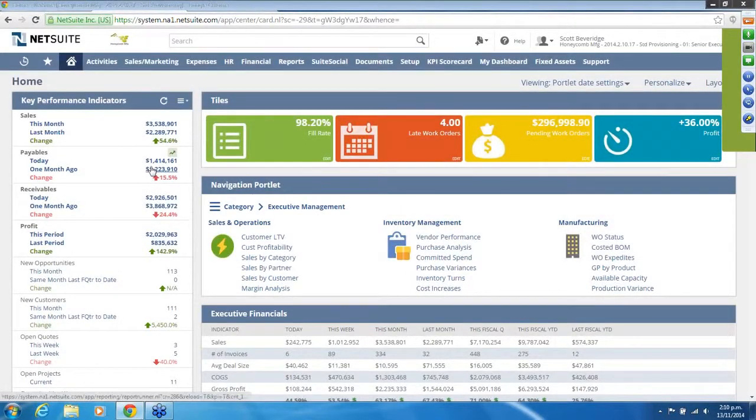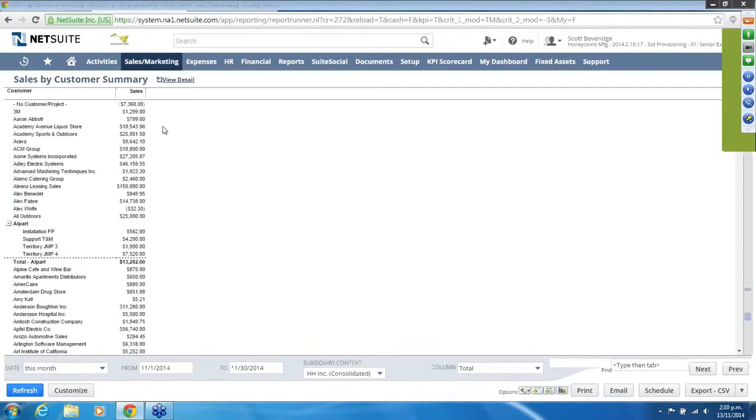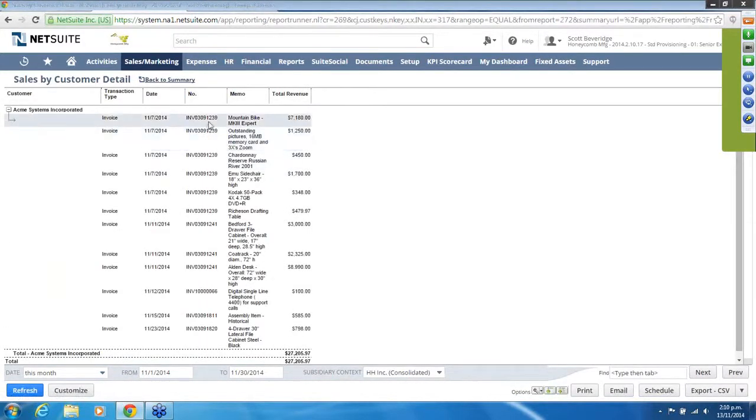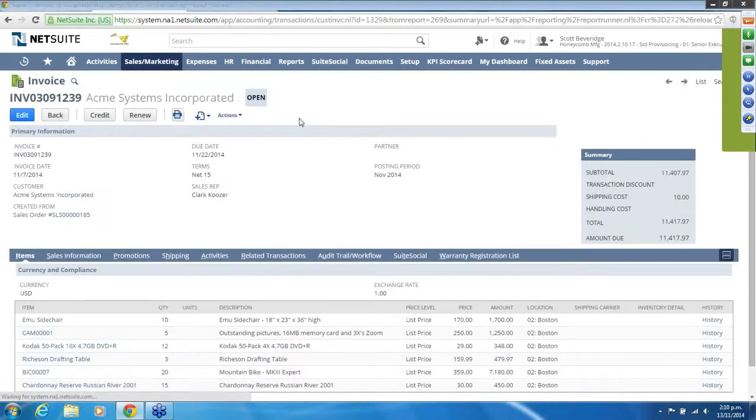If I want to investigate further pieces of information here, if I look at sales for this month, I can click on the amount and I can start to drill down and investigate trends. So I can see, well, who am I selling to this month? If I want, I can drill further and say, well, okay, what exactly have I sold to this particular customer this month, and the dates of the invoices, etc., and the types of products they've bought.